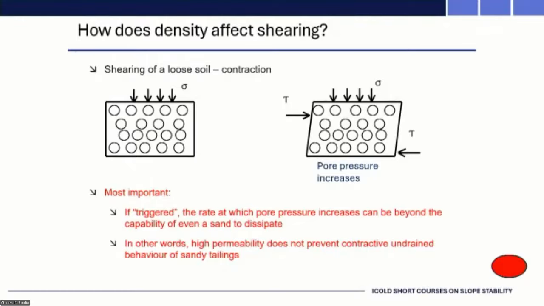So, okay, a couple of important points then. If we trigger this transition, if we trigger this generation of excess pore pressure through shearing, through mechanism 3, the rate of that continual feedback loop might be such that even a coarse sand cannot dissipate in time. So even high permeability soils could be susceptible to this. It doesn't prevent contractive behavior of sandy tailings. And again, the loading can be drained right up until the point where this undrained shearing is triggered. So it doesn't require undrained application of load.